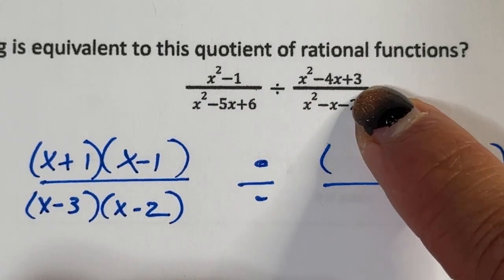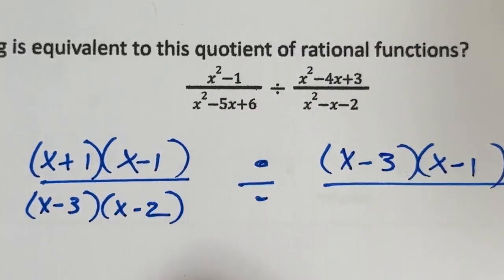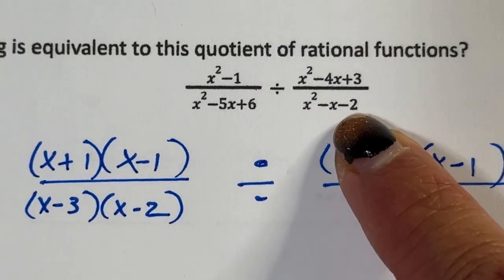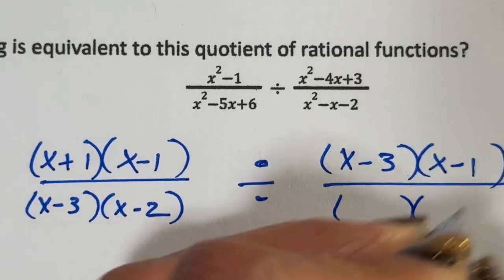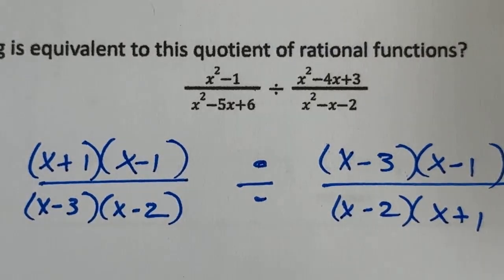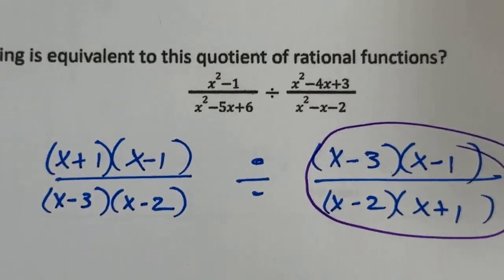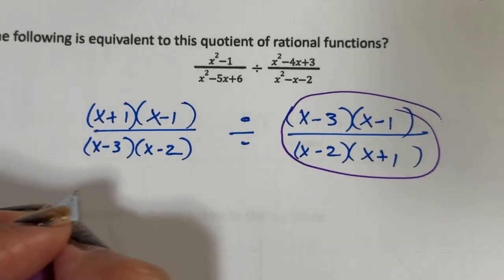Two numbers that multiply to 3 and add up to -4. It's got to be -3 and -1. Two numbers that multiply to -2 and add up to -1. It's got to be x minus 2, x plus 1. All right. And so, again, we don't need to state restrictions, so we can go straight to flip the second and multiply. So we have to rewrite this.